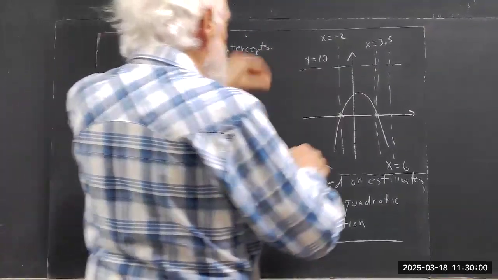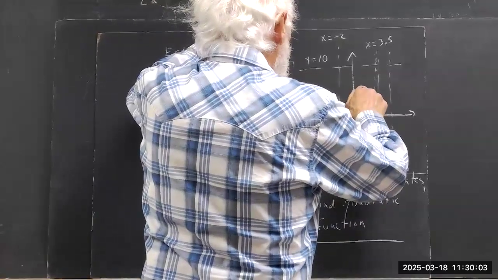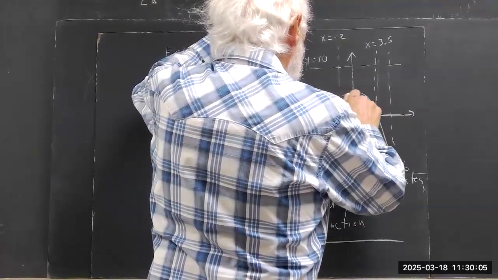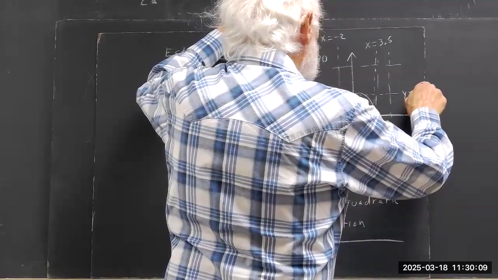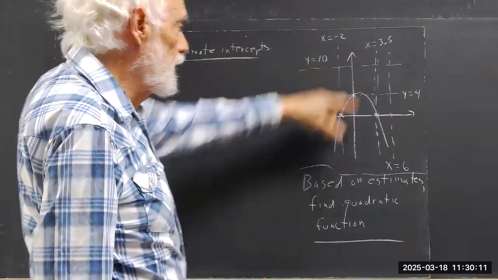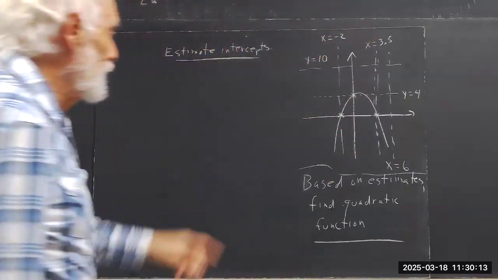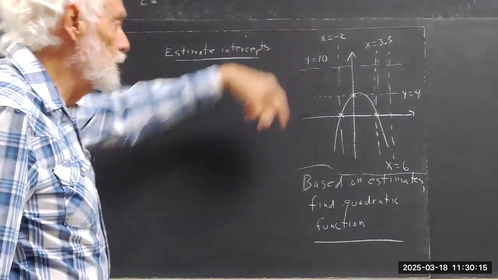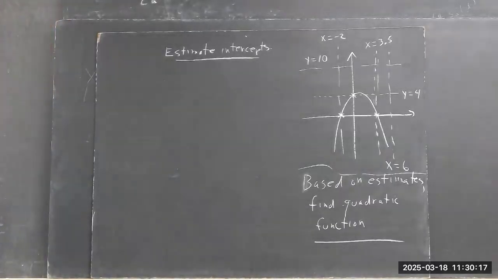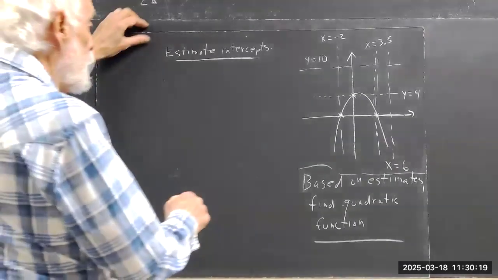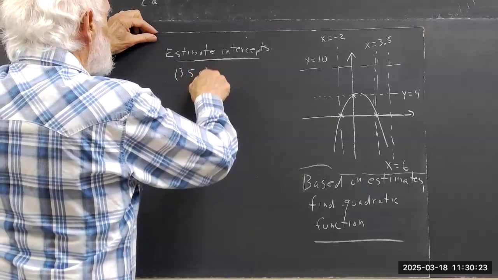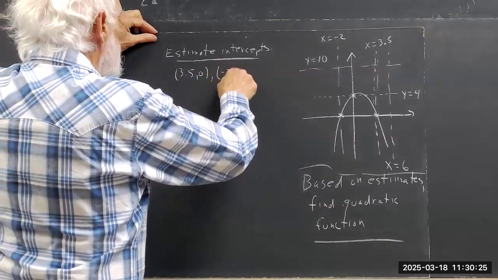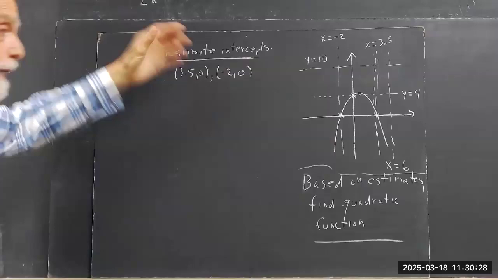Then the y-intercept, y equals, oh, we'll just say 4. I think it's about 3.5, but we've already used 3.5. So we can say that's y equals 4. Yeah, 4 is good. Okay. So the intercepts are 3.5, 0 and -2, 0.